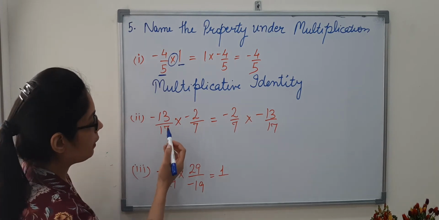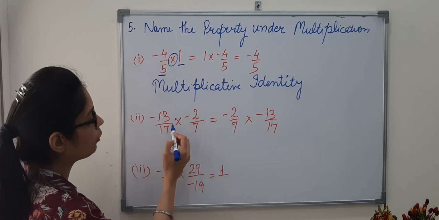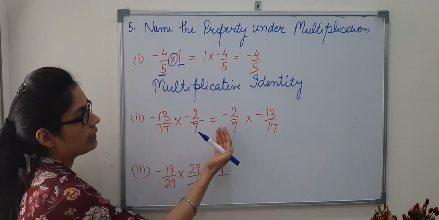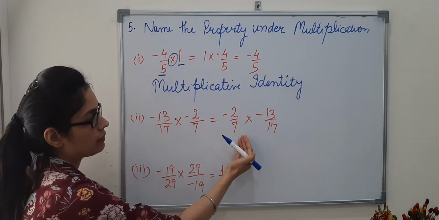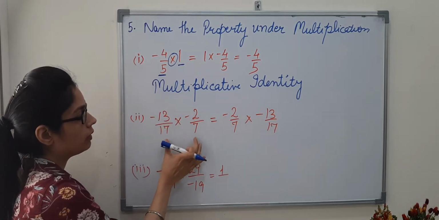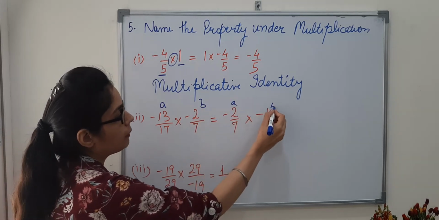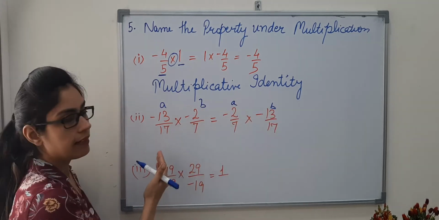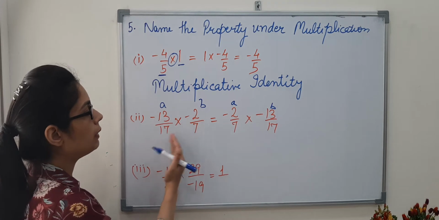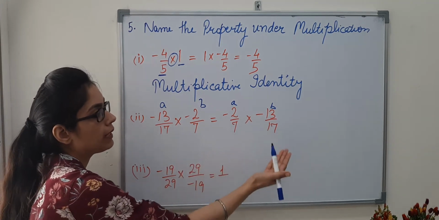Let's do the second part. Now you can see minus 13 by 17 into minus 2 by 7 is equal to minus 2 by 7 into minus 13 by 17. Only two numbers they have given, two rational numbers a and b. This will be a and b. They have done rearrangement. A multiplied by b, they have mentioned, is equal to b multiplied by a.